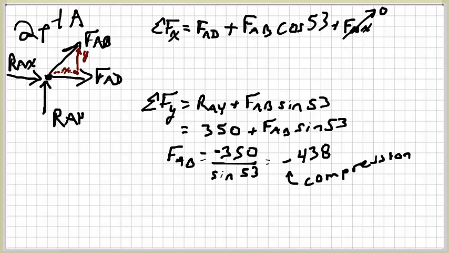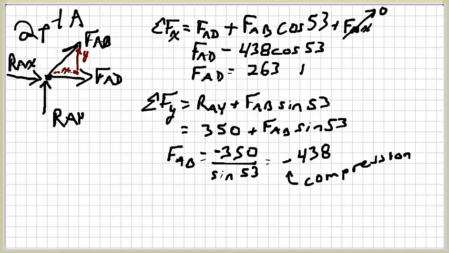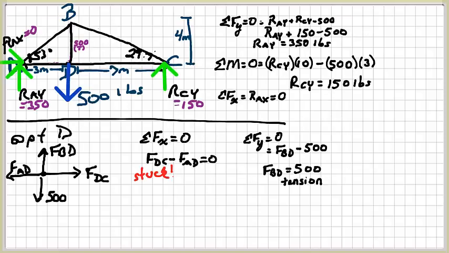Solving for FAB allows me to come back up here and finish the sum of the forces in the x direction. Typing that in the calculator, doing a little algebra, you're going to get 263. This came out to be positive, so it's going to be in tension. I'm going to go back to my truss, and I'm going to add those two forces in. Okay, again, FAB came out to be 438 pounds. It was in compression, so I'm going to label it with a C. FAD came out to be 263 pounds, and that is in tension.